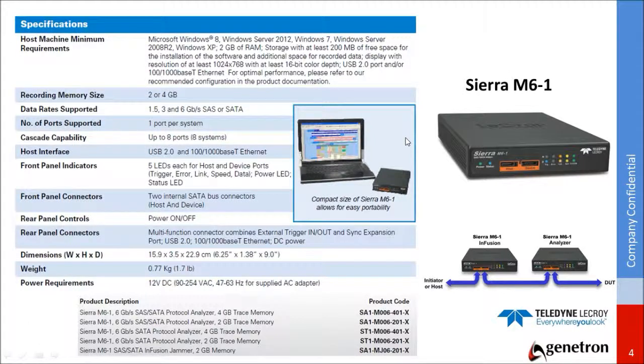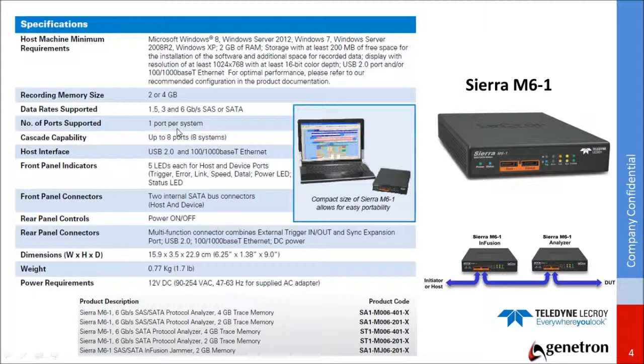The M61 is an ultra-portable single-port system which is available to function as a protocol analyzer or as a jammer. It's capable of operating at 1.5, 3, and 6 GB per second SAS or SATA. It is equipped with 2 GB or 4 GB of recording memory. M61 units can be linked together in a cascade configuration up to 8 systems to provide additional recording channel capacity.